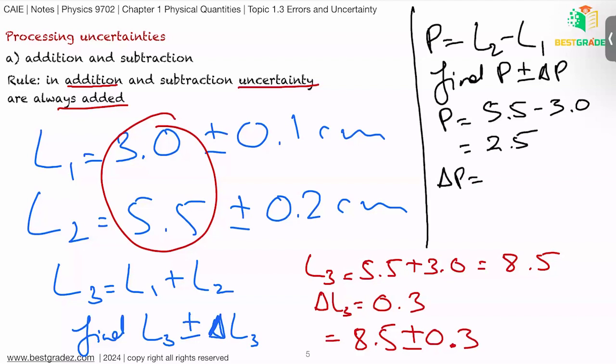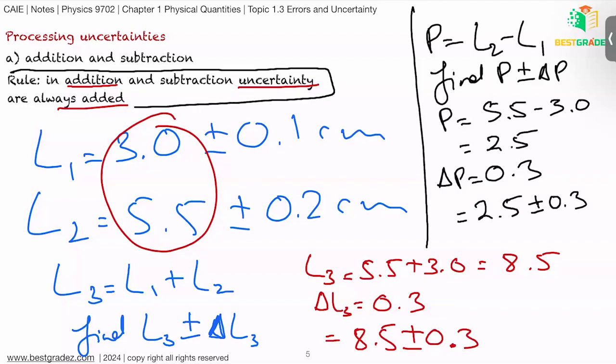What will be the uncertainty in P? Whether values are subtracted or added, you can't reduce uncertainty. The level of doubt will always increase. So uncertainty will still be added. So when I write the final answer of P, when I'm to submit my answer, I'll write it like this: 2.5 plus minus 0.3. So note this rule: in addition and subtraction, absolute uncertainties are added.